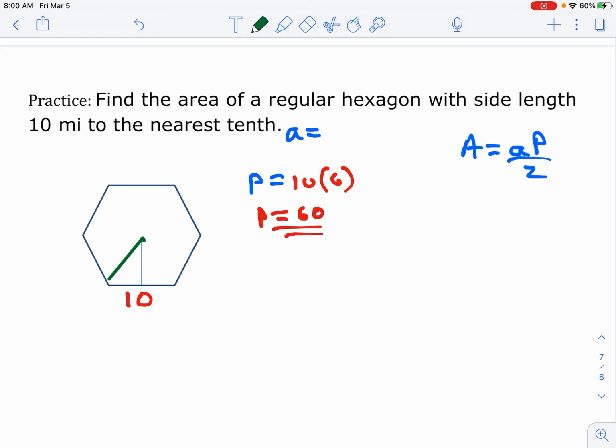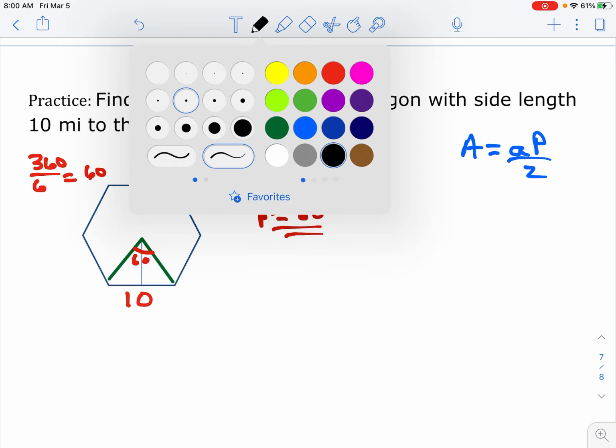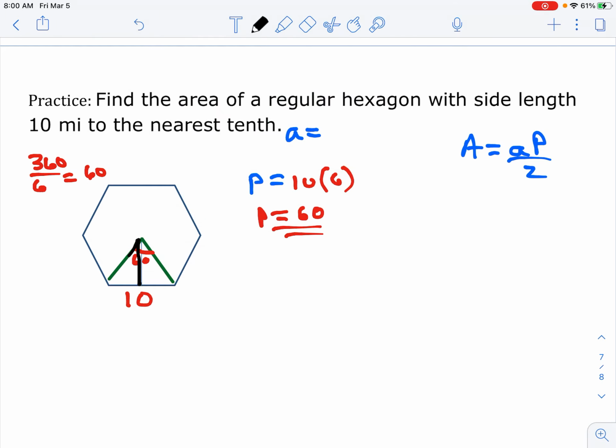I'm going to form a triangle. Next, I'm going to find the central angle by taking 360 divided by 6 sides, which tells us 60 degrees for that angle. I'm going to remove half of the triangle, and then we're going to label it with what would go where.